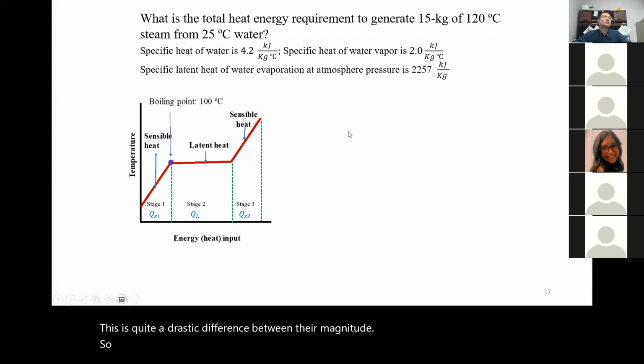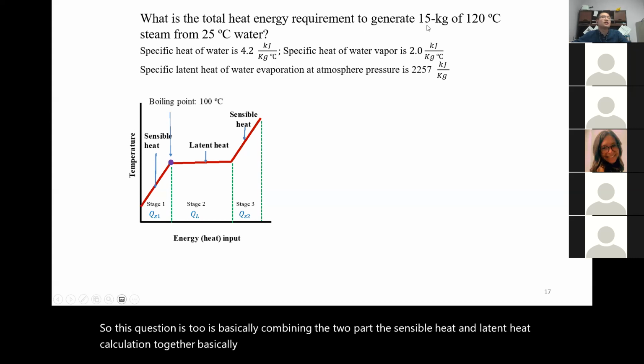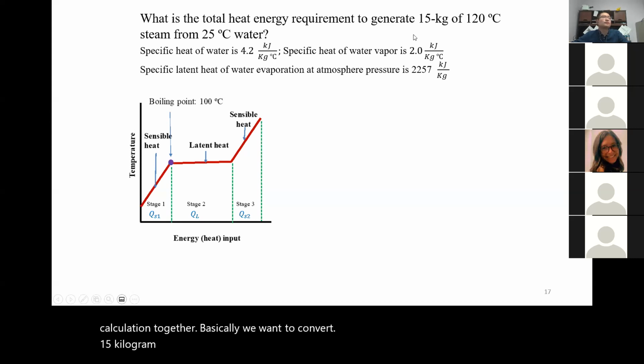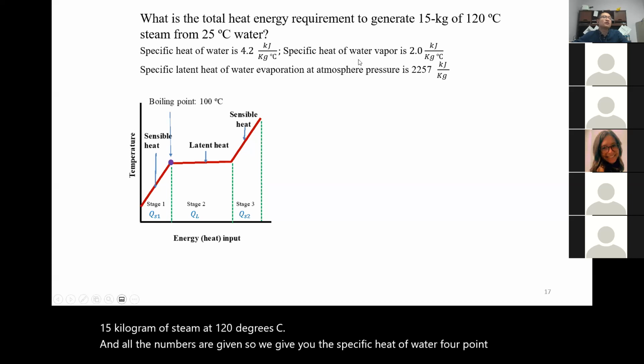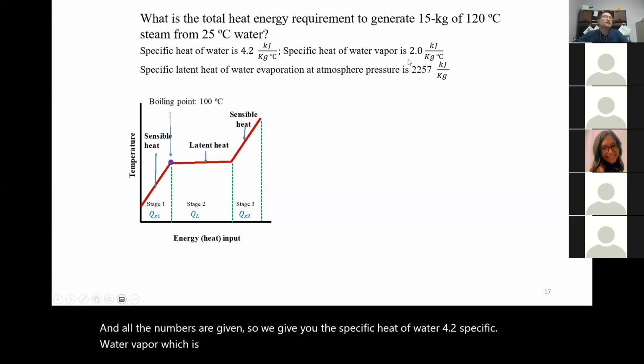So this question is basically combining the two parts, the sensible heat and latent heat calculation together. Basically, we want to convert 15 kilogram of water at 25 degrees C, which is what we started with, and heat it up to steam, 15 kilogram of steam at 120 degrees C. All the numbers are given: the specific heat of water, 4.2, specific heat of water vapor, which is the steam, 2.0, and the specific latent heat, 2257. And we want to calculate the total energy that is needed.